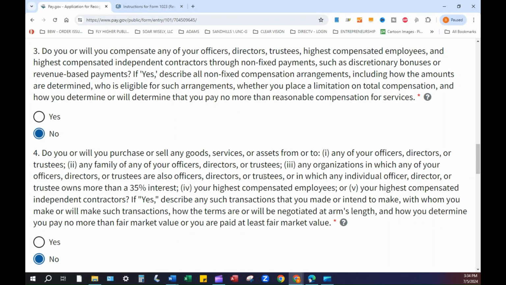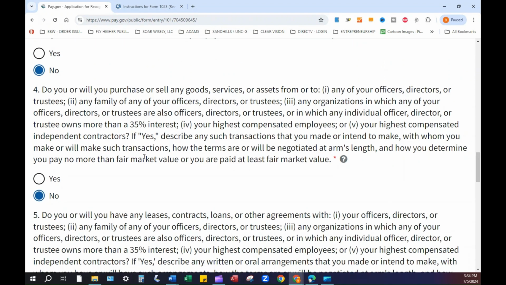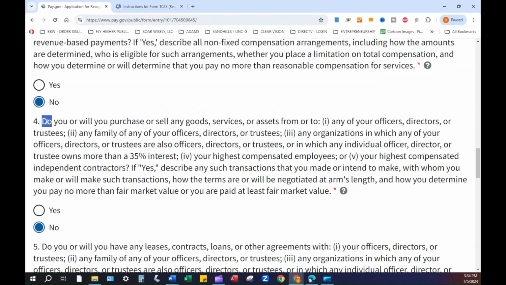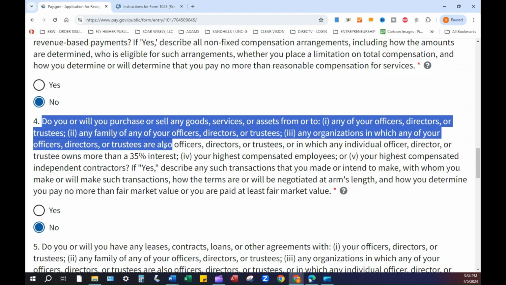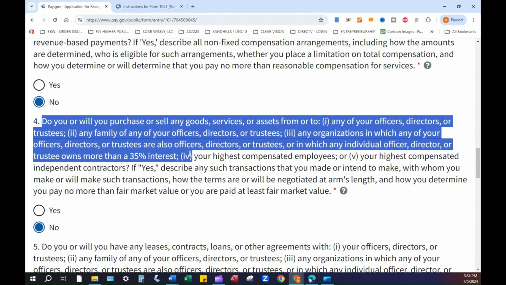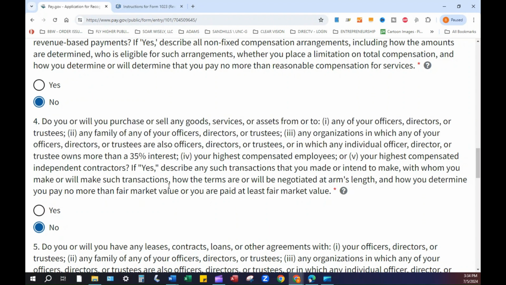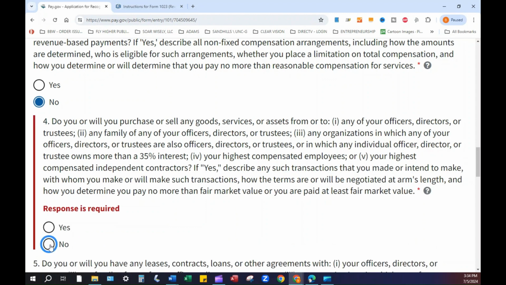I know that these questions can be in depth, but you want to read every bit of it. You do not want to assume you know what it's asking. If you need to read it at least 3, 4 times, whatever it takes for you to get a good understanding of what this form is asking, definitely do that. Do not just skim over it and assume you know what it's asking and then answer. In my case, I answer no.